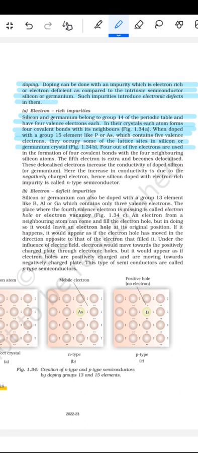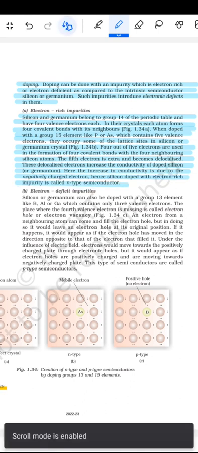4 out of the 5 electrons are used in the formation of the 4 covalent bonds with the 4 neighboring silicon atoms. The fifth electron is extra and becomes delocalized. These delocalized electrons increase the conductivity of the doped silicon or the germanium. Here the increase in the conductivity is due to the negatively charged electron, hence silicon doped with electron-rich impurity is called as the N-type semiconductor.